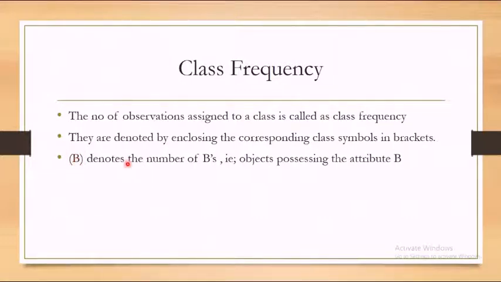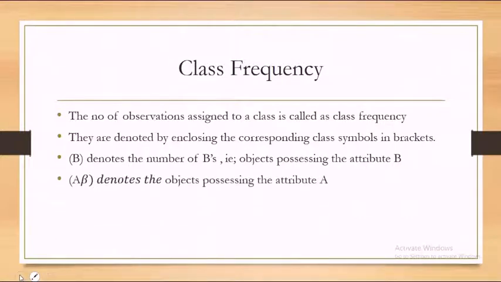the characteristic B, and what does this mean? It denotes the number of B's, or the objects possessing the attribute B, right? Similarly, let's have a look. Now when you come to this scenario, what is this? It denotes the objects possessing the attribute A, right? Now here you have beta, so you might be wondering what it is. Okay, that we will come to later. Now here it denotes the objects possessing attribute A, but not B. Okay, and so on.